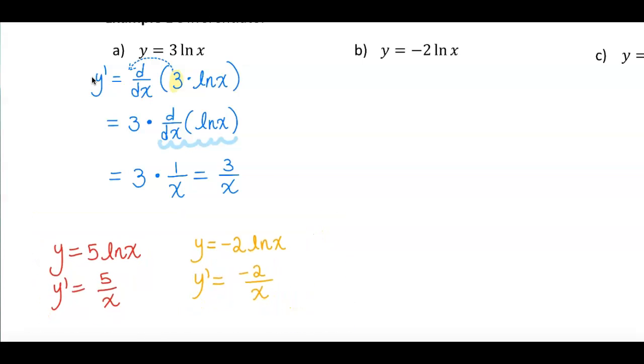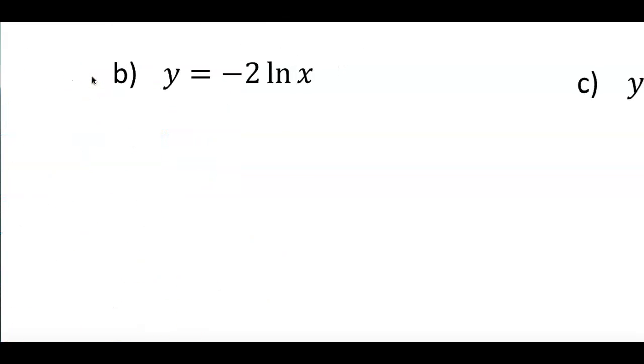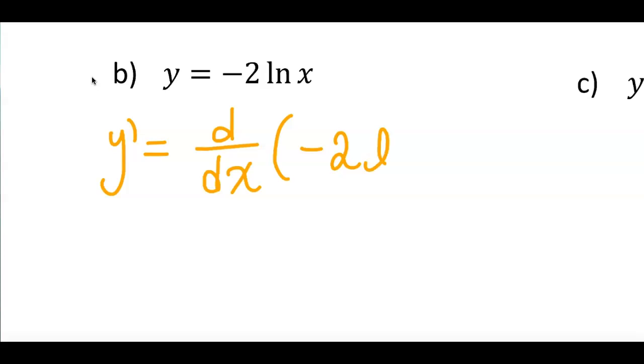Hey, guess what? I think we just did the second problem. Because the second problem says y is negative 2 times natural log of x. Well, y prime will be, I'll do it the long way. Why not? Just one more time. Y prime is the derivative of negative 2 times natural log of x, which means I can pull this negative 2 out to the front, right?